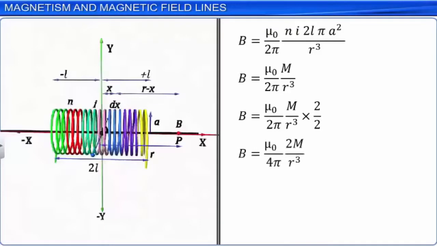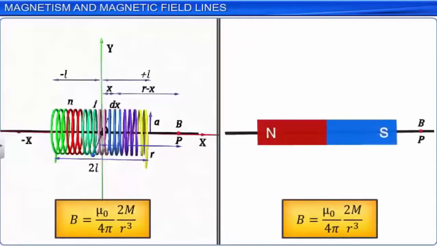Thus, a current-carrying solenoid and a bar magnet produce similar magnetic fields. Therefore, a solenoid is equivalent to a bar magnet, and their magnetic moments are also equal, if the magnitude of the induction they produce at given distant points from their centers on their axial lines is equal.